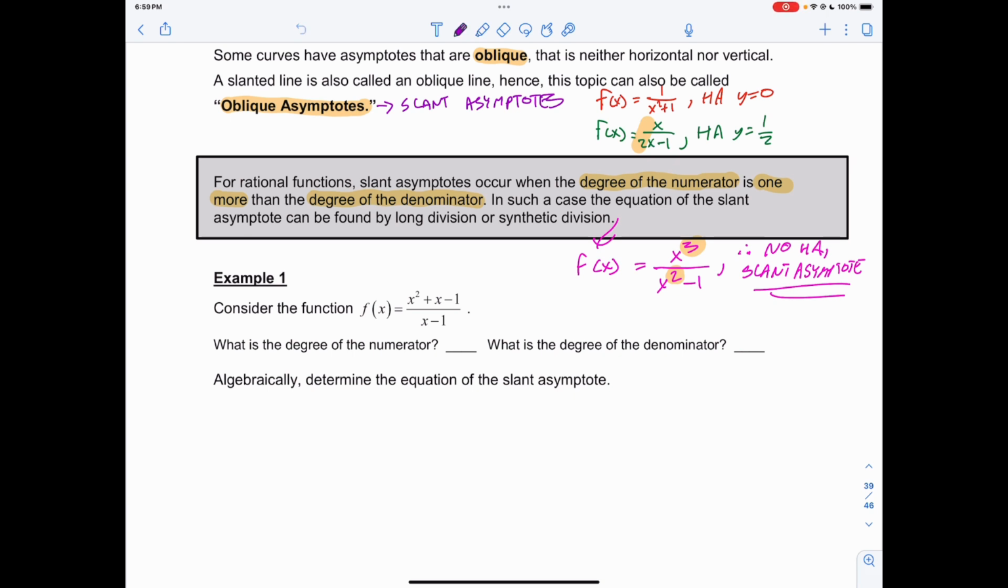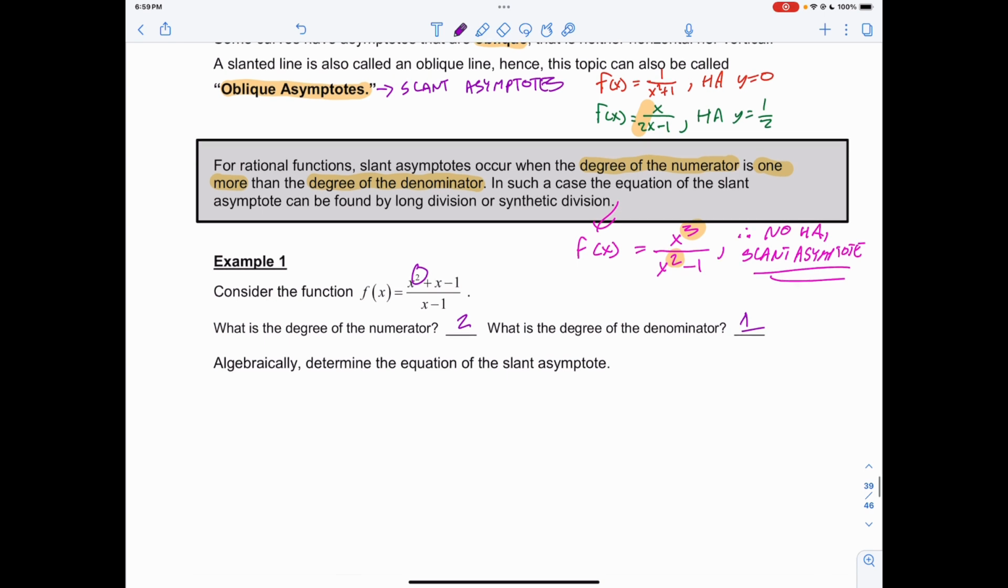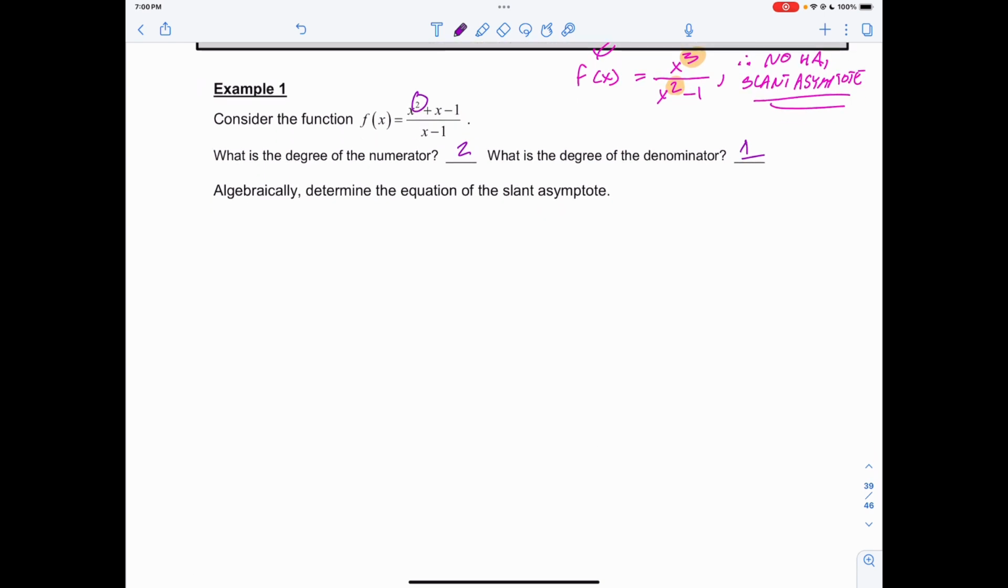So let's take a look at example 1. Consider the function f of x is equal to x squared plus x minus 1 over x minus 1. First question, what is the degree of the numerator? Well, the numerator has a degree of 2. What's the degree of the denominator? The denominator has a degree of 1. So like what it said, my numerator has a degree 1 higher than my denominator. So what we're going to do is algebraically determine the equation for the slant asymptote.